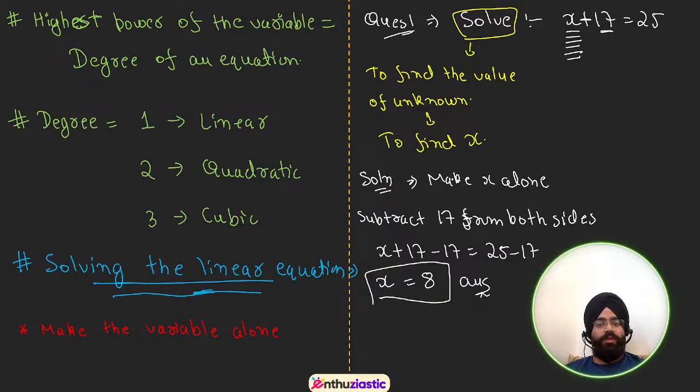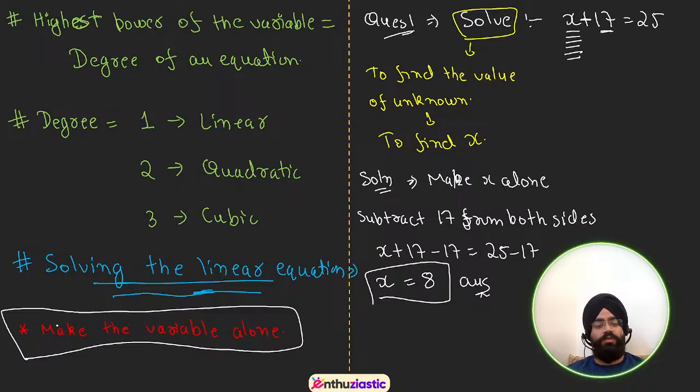And what we were focusing on was only this thing. We are making the variable alone while solving the linear equation. How do you get to know what step you need to do? You can just keep one thing in mind, that you need to make the variable alone, nothing else. I hope it is getting clear to you.